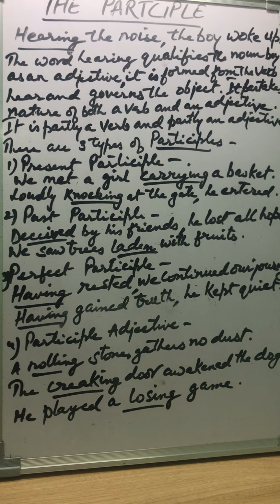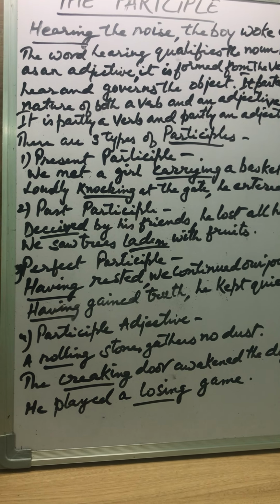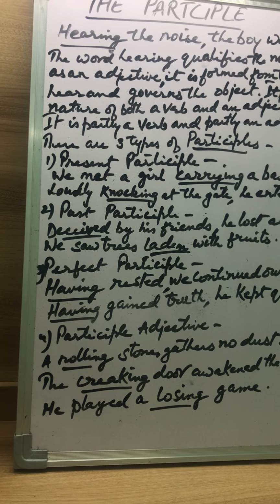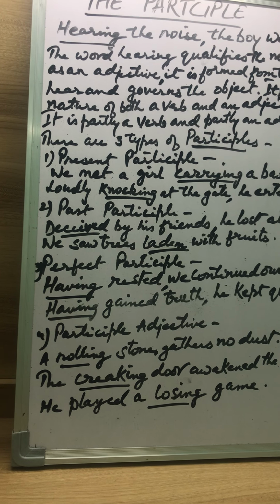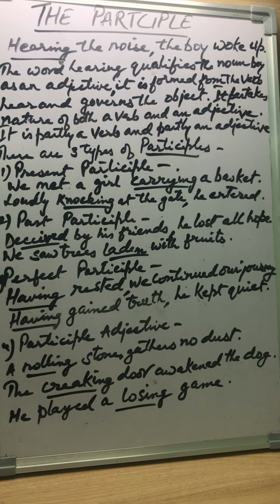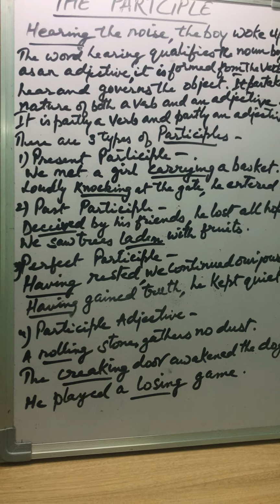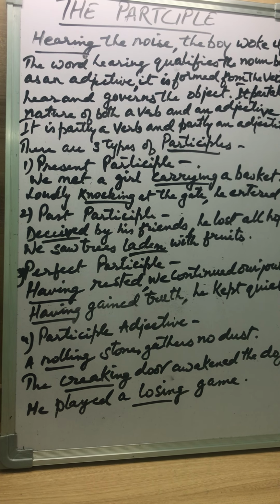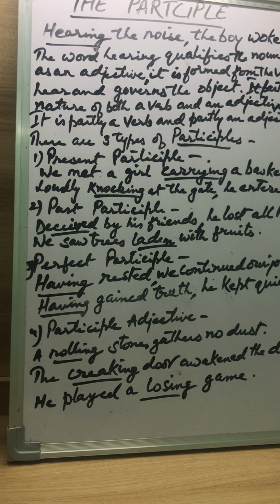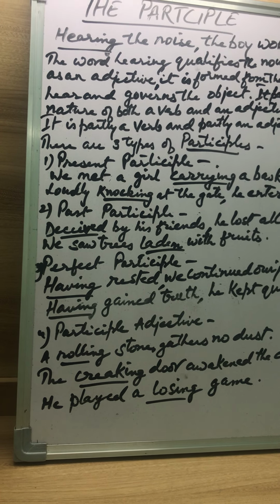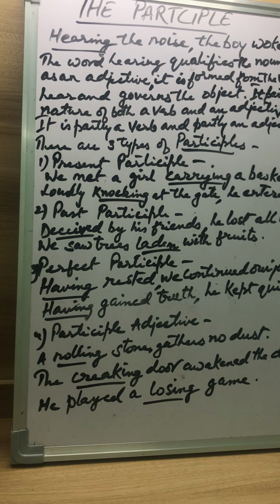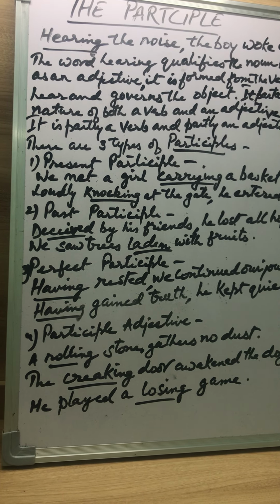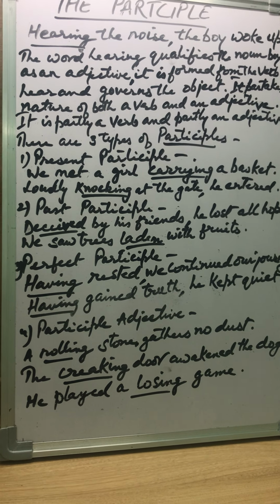Participles are of 3 or 4 types and they can be discussed as in the following examples. He met a girl carrying a basket. So here in this sentence, it comes after the verb which is transitive and it takes an object. He met a girl. Met is the verb which is transitive because it is taking an object, girl, and the girl is being qualified as carrying a basket.